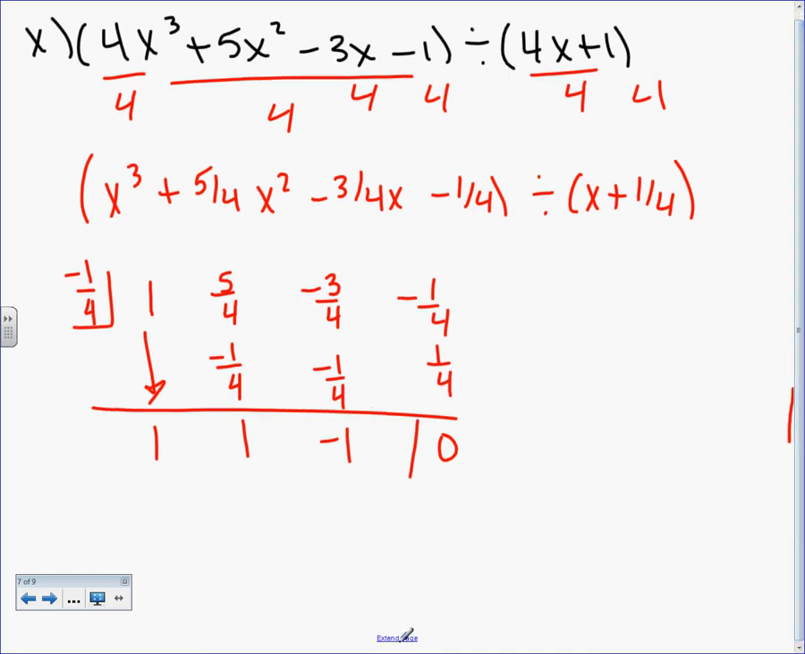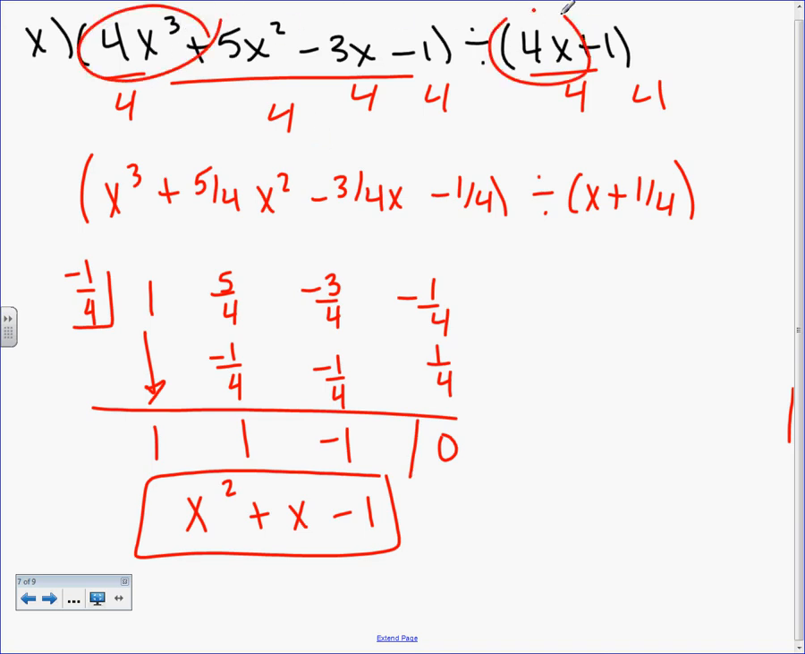Okay, so we started with x to the 3. So this is x to the 2 plus x to the 1 constant. Is that okay? The reason we drop it by a degree, if I had done this long division-wise, 4x cubed divided by 4x is going to be something x to the 2. Do you see what I'm saying? It's always going to drop by a degree. That's why the rule exists. Okay?